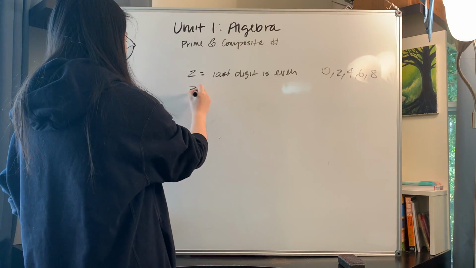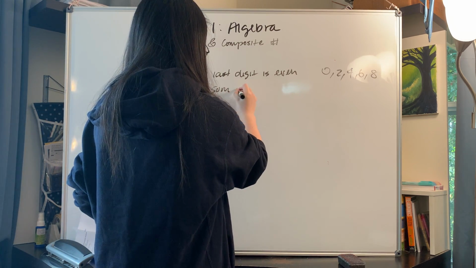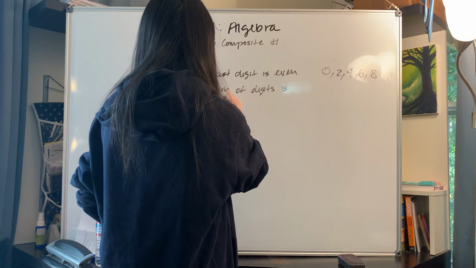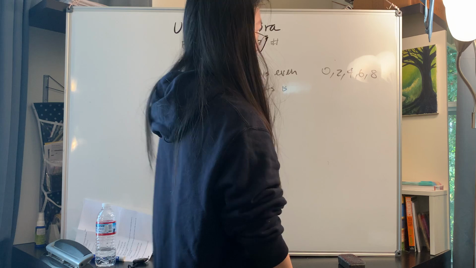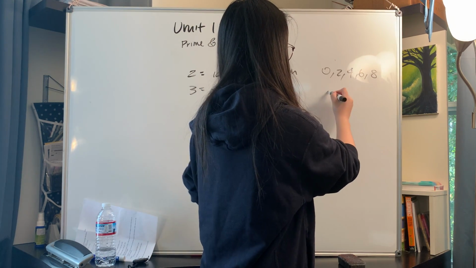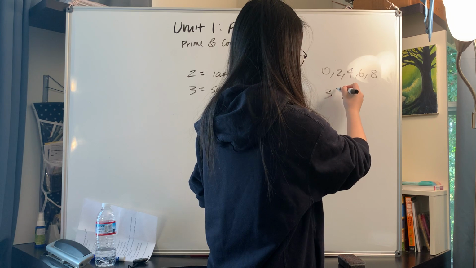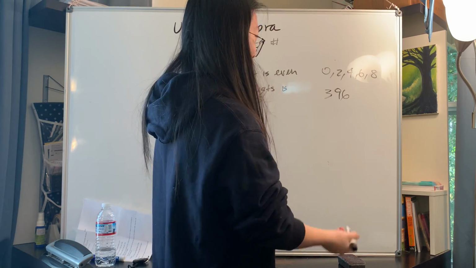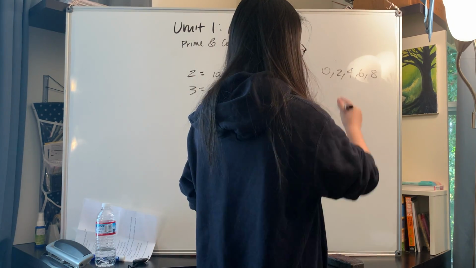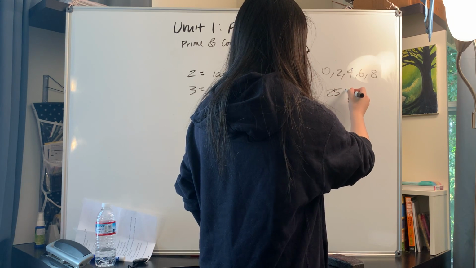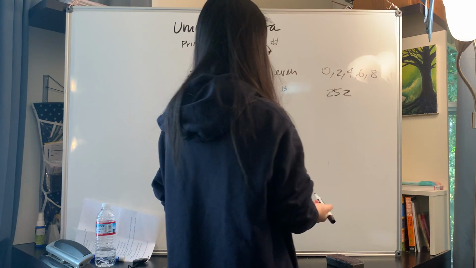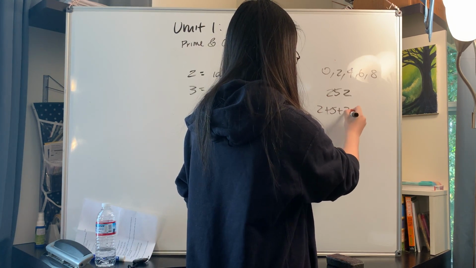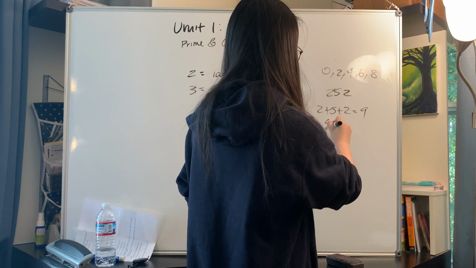If it's divisible by 3, that means that the sum of all its digits is divisible by 3. So for example, if you have a number like 396, for example. Is that a little bit too obvious? Alright, how about this? 252. So 252 is divisible by 3, and we know that because 2 plus 5 plus 2 is equal to 9, and 9 is divisible by 3.